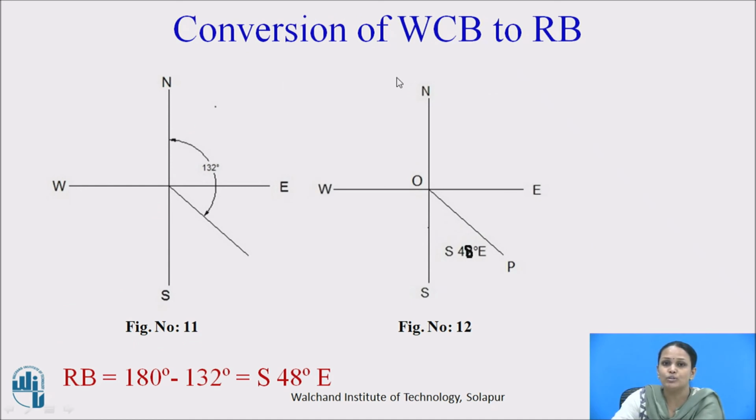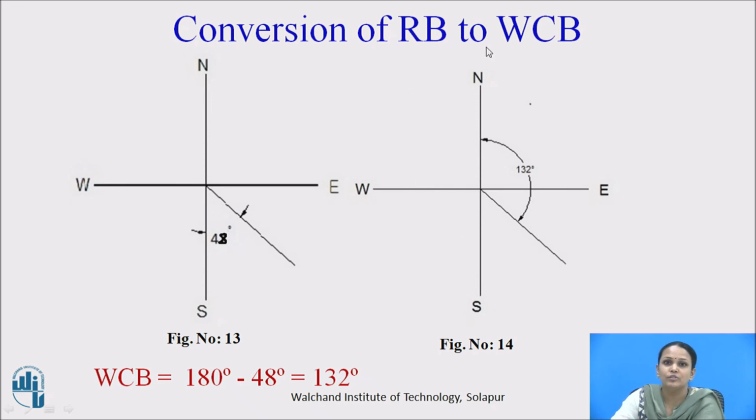Now we will see how to convert the whole circle bearing to the reduced bearing. In this first figure, survey line P has the bearing of 132 degrees. If I convert it into the reduced bearing, the reduced bearing is equal to 180 degrees minus 132 degrees, so we will get a 48 degree angle. So we can say the survey line P has the bearing of 48 degrees E, meaning it is acting 48 degrees from the south towards the east. So it is called the reduced bearing of the survey line P. Likewise, we can convert the whole circle bearing to the reduced bearing.